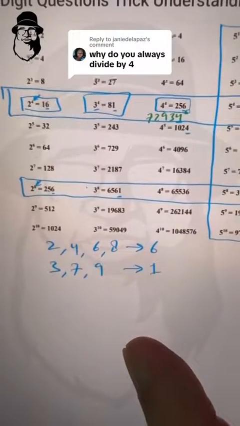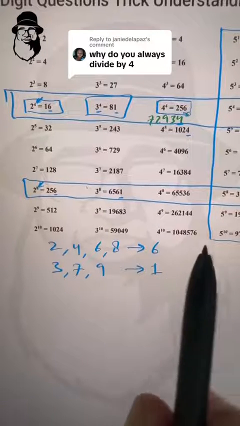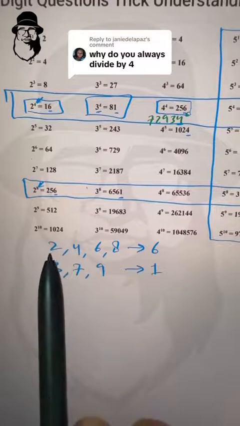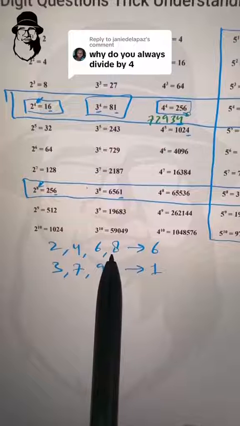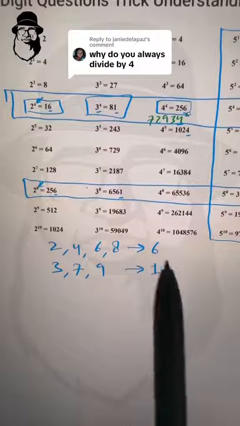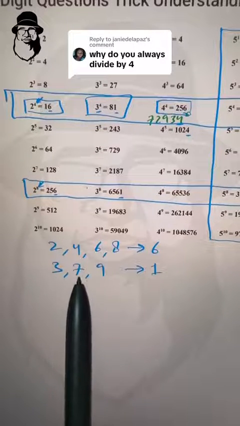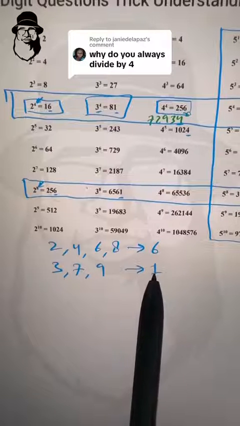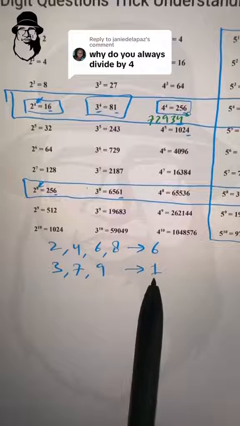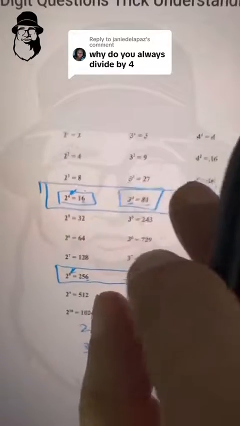Okay, back to our table. Now all the powers that are divisible by 4, we have discussed those. There are only 2 possibilities. If the units digit of that number is 2, 4, 6 or 8, then the units digit of the answer will be 6, and that will be your answer to the question. And if the power is divisible by 4 and the units digit is 3, 7 or 9, then the answer will be 1, and that will be your answer to the question.